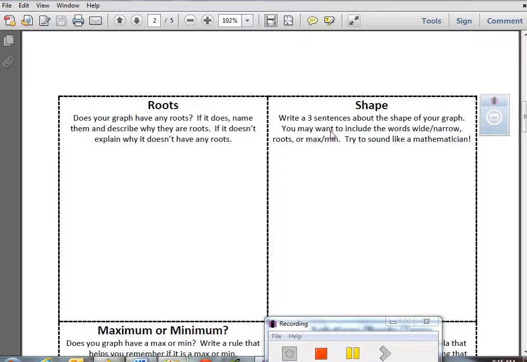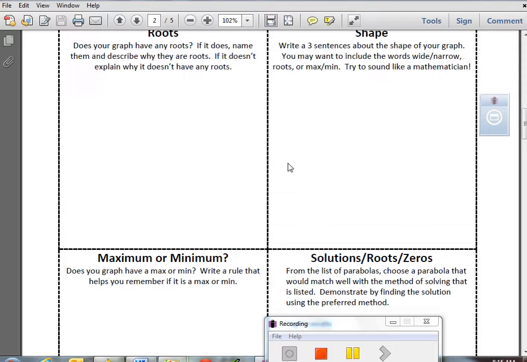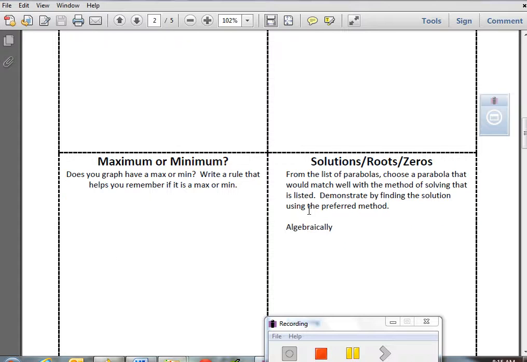Make sure you're using sentences for your shape. Talk about wide or narrow, max and min. Make sure you sound like a mathematician. And then again down here, talk about your max and min. And then again, solutions, roots, or zeros.